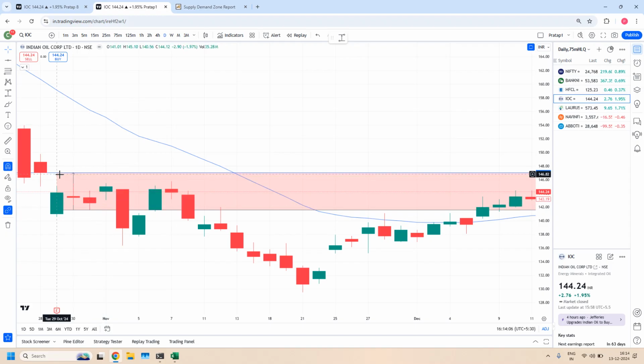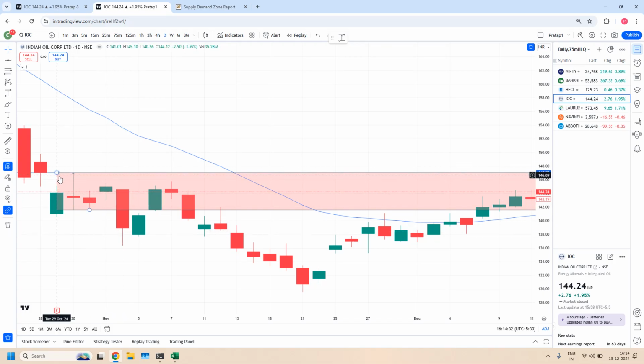See, the moment you draw this zone with the hidden body, by considering the hidden body, you apply all the 4 patterns: rally base rally, drop base rally, drop base drop, rally base drop. When you apply the concepts, whatever rules you learned, see, this is a rally base drop.